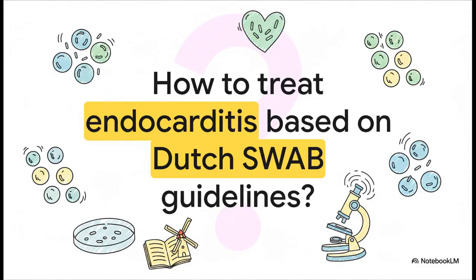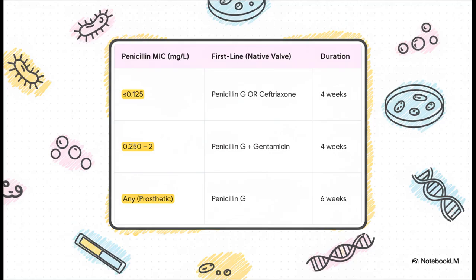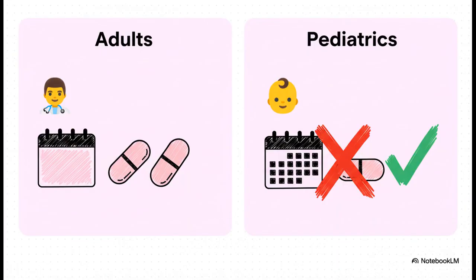So let's look at a really practical example. The Dutch Working Party on Antibiotic Policy, which is known as SWAB, gives us an excellent, super clear framework for treatment that is stratified based on that exact MIC value we were just talking about. And you can see just how logical this is. The treatment gets more intense as the MIC goes up. For those really susceptible isolates on a native valve, 4 weeks of a single drug is enough. But once that MIC starts to creep up, you have to add gentamicin to the mix. And of course, for any infection involving a prosthetic valve, you're automatically looking at a longer duration, a minimum of 6 weeks.